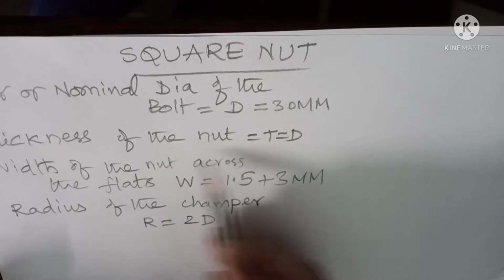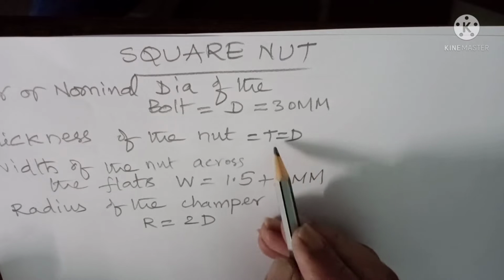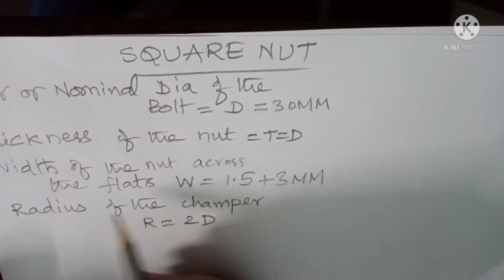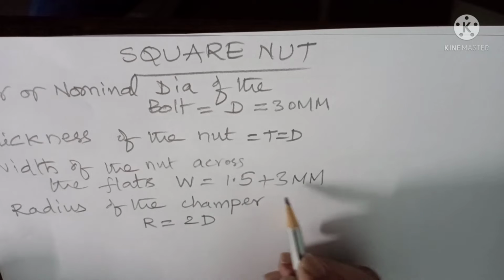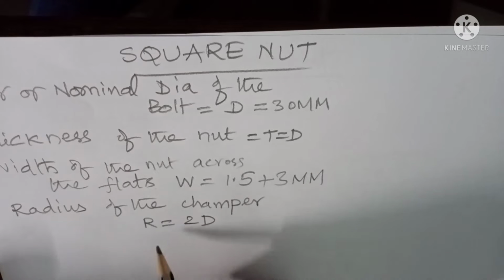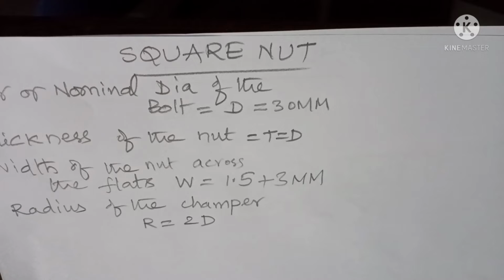So then the thickness of the nut, T, is equivalent to D. The width of the nut across the flats, W, is equivalent to 1.5 D plus 3 mm. Radius of the chamfer, R, is equivalent to 2D. This is how we have to proceed.